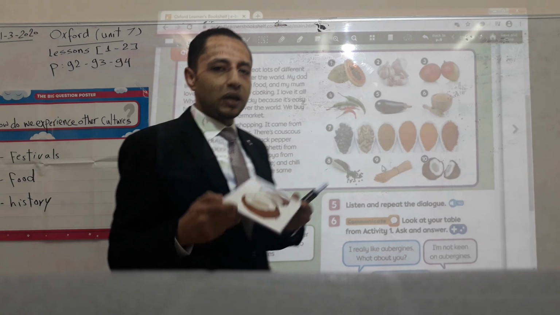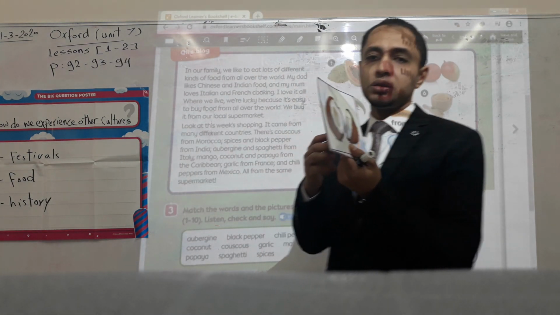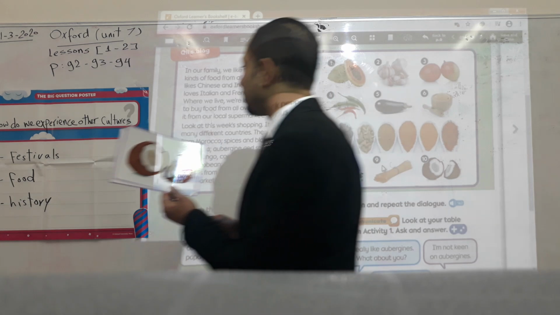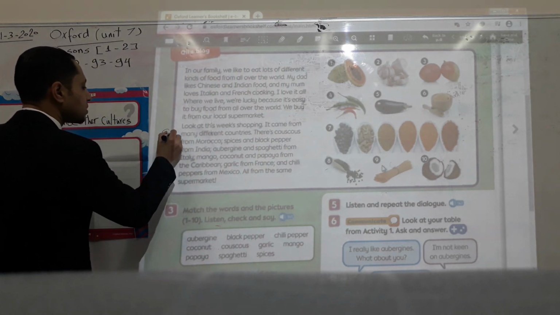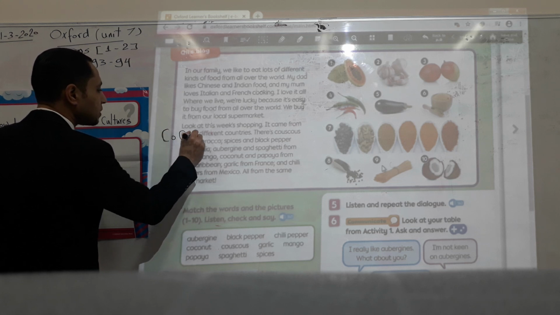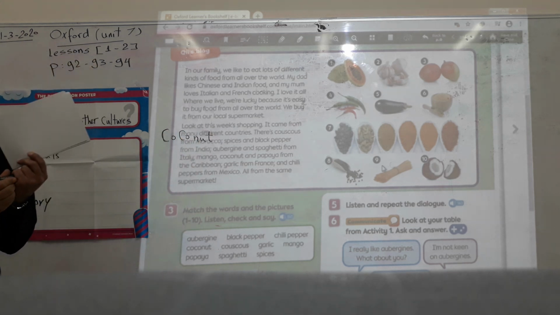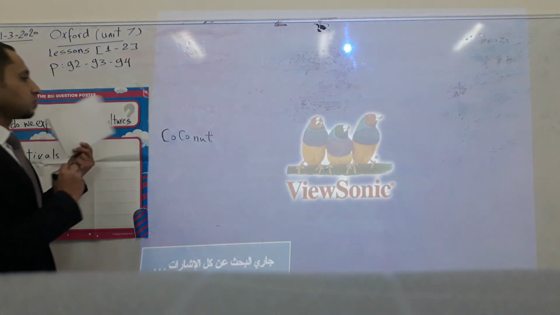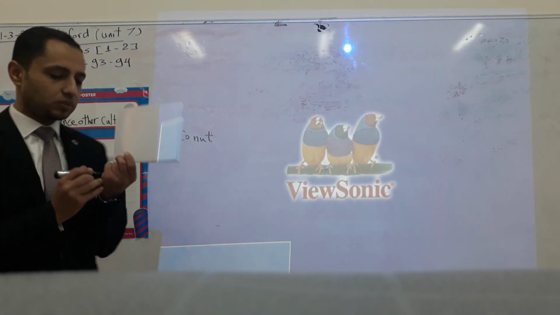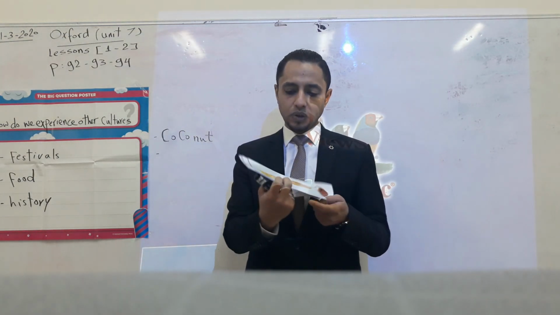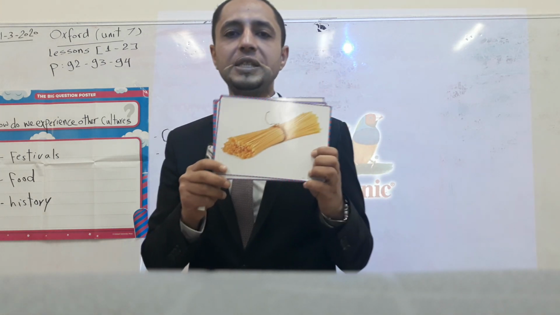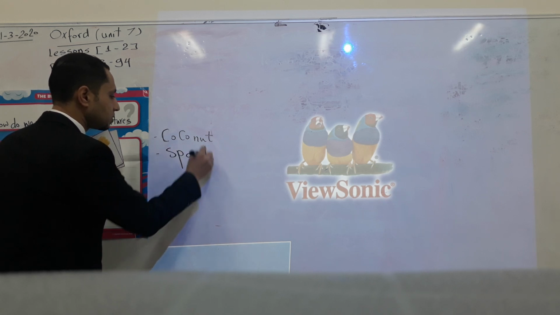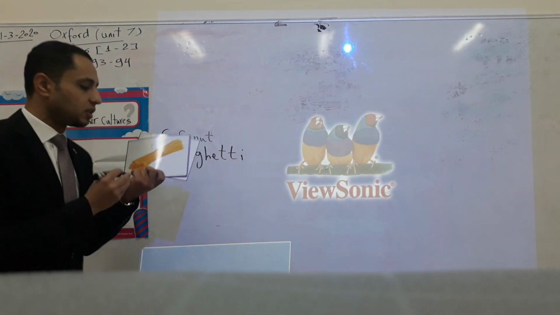Okay, boys. Those are the main words of it. This is number 1. Yes, what is this? Yes, it's coconut. You can write it like this. Coconut. Okay? Okay, what's this? Yes, it's a spaghetti. Look here. Spaghetti.